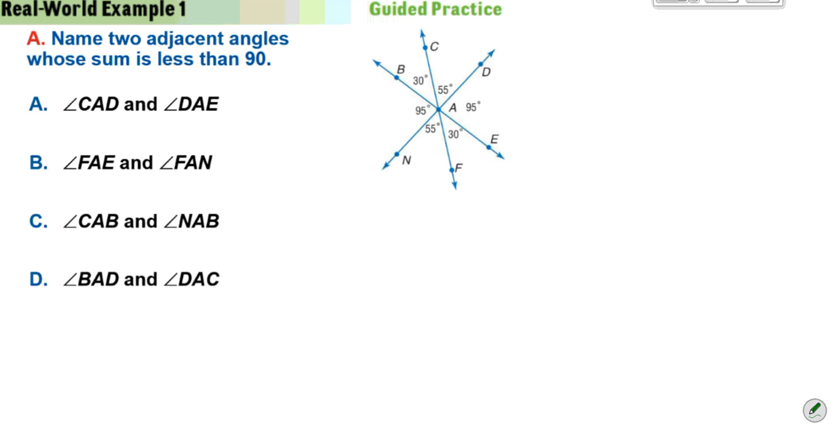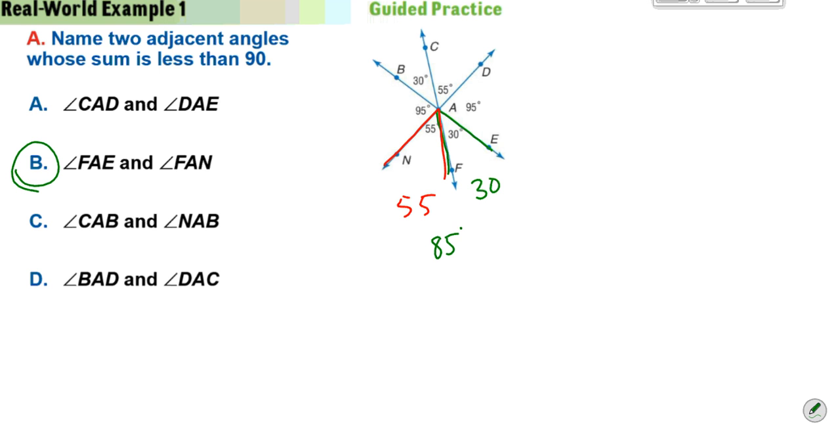And that is these two, angle FAE, and I'll trace it. Angle FAE is right there. And angle FAN. So FAN. When you add those, they are 55 degrees for this one and 30 degrees for that one. And so they add up to 85 degrees.